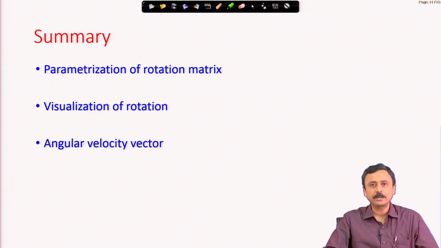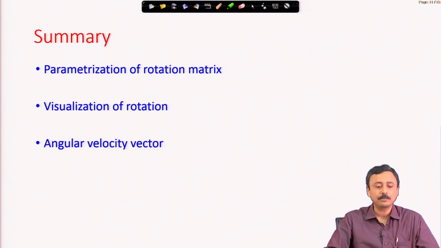So, to summarize, we have looked at parametrization of the rotation matrix in terms of the Euler parameters. We have looked at visualization of the rotation matrix and how a rotation matrix represents an orientation of the body, and finally, we have looked at a very important representation of the angular velocity vector in terms of the yaw, pitch, roll rates, and also discussed a very general approach to find the angular velocity vector in terms of any orientation rates. It can be Euler angles, yaw, pitch, roll, or any other orientational angle rates. So, with that I will close this lecture.